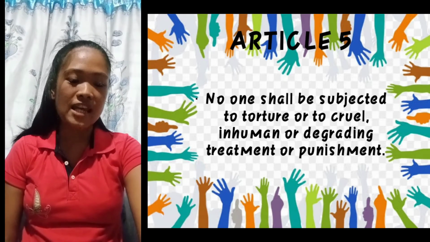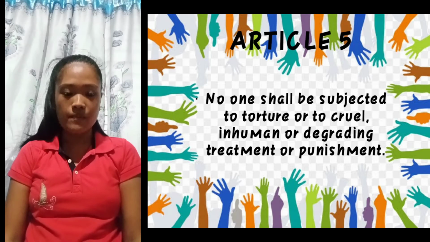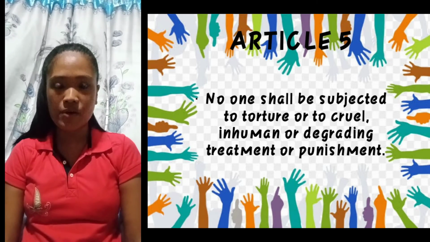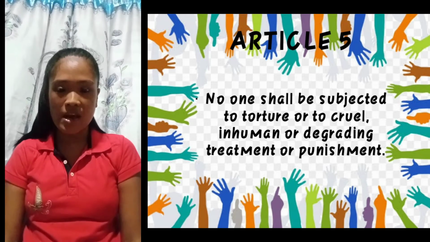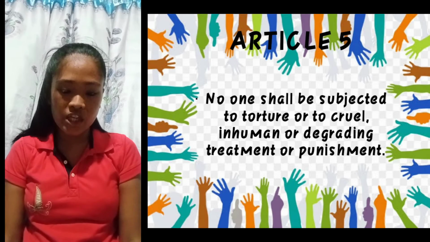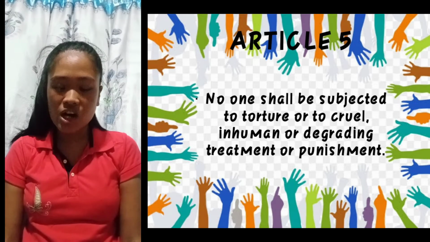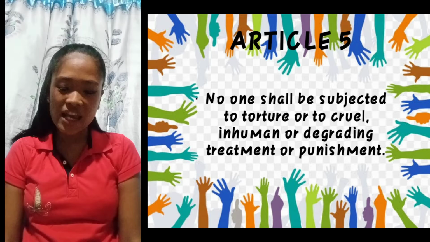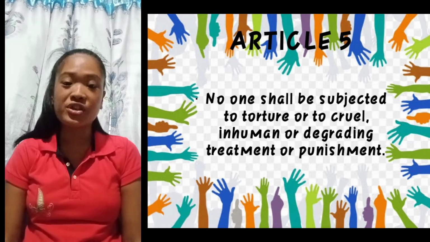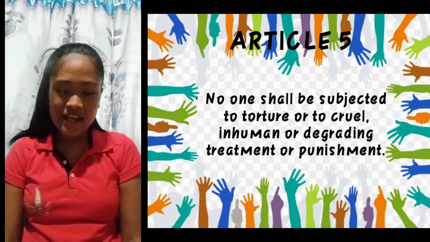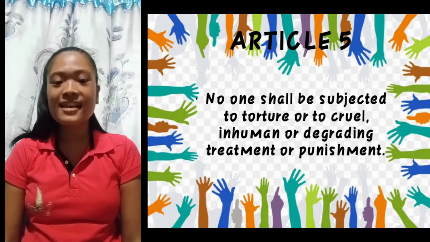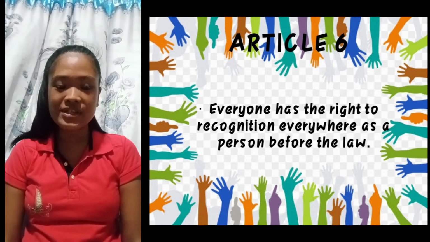Article number 5 states that no one shall be subjected to torture or to cruel, inhuman, or degrading treatment or punishment. Even our parents cannot hurt us because of the law. But I think our parents also have the right to discipline us, but there are limitations. Next is Article number 6.